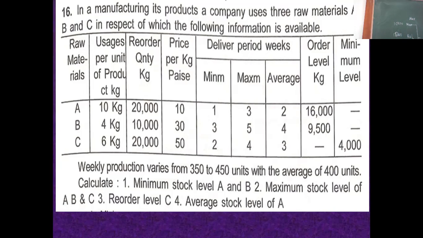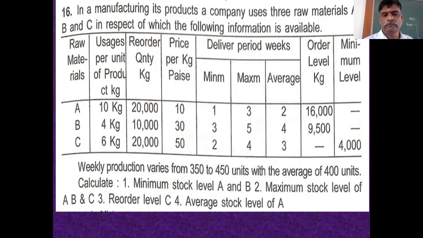Okay. Then they ask you to calculate minimum stock level for A and B. Then maximum stock level for B and C, B material and C material. Then reorder level for C material. And average stock level for A. Okay.